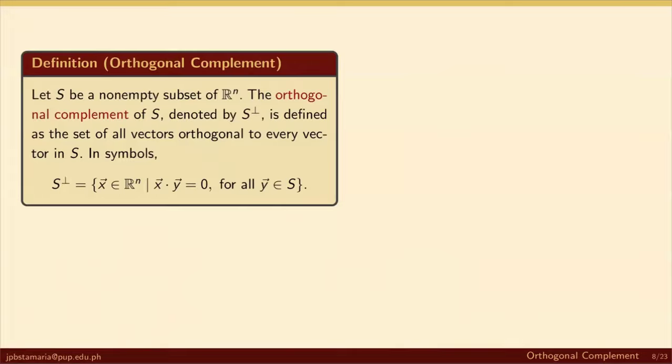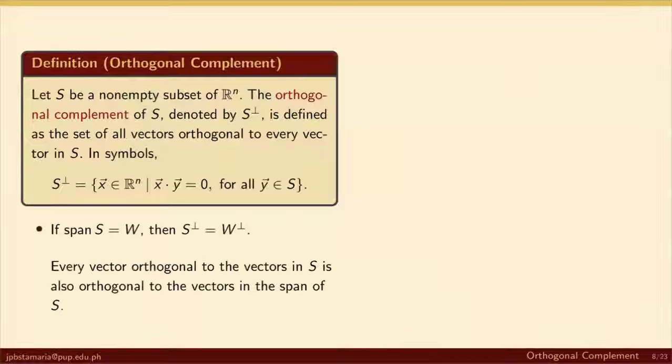So you're going to look at all the vectors that make a 90-degree angle with S, or that are orthogonal with S. Those are the vectors in S perp. Now what can we say about the set S perp?